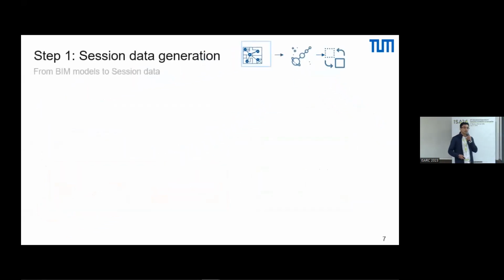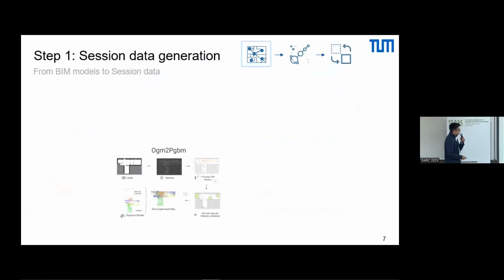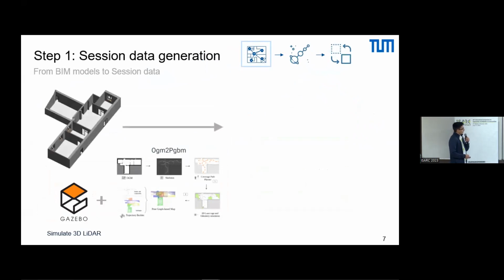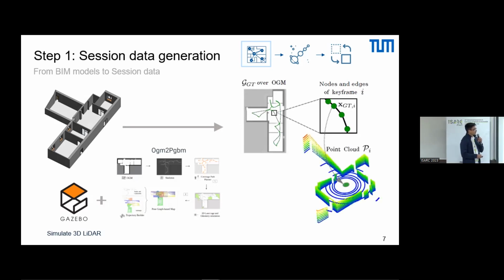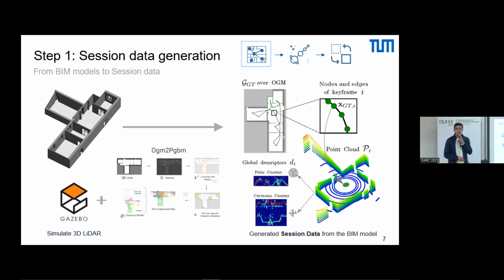To create session data from the BIM model, we use part of a previously developed pipeline enhanced with Gazebo to simulate a 3D LiDAR sensor. With that, we can go from a BIM model to a trajectory that scans the whole rooms of the environment. This has nodes and edges, and for each node we have a point cloud, and for each point cloud we have descriptors. So basically, we are coding the geometry of the BIM model into point cloud descriptors.